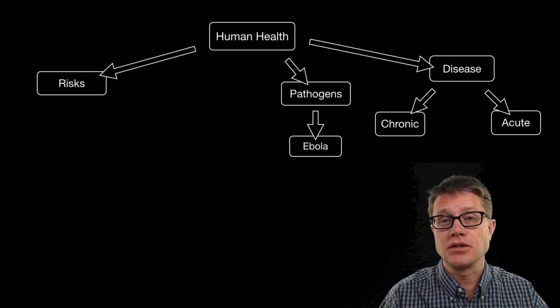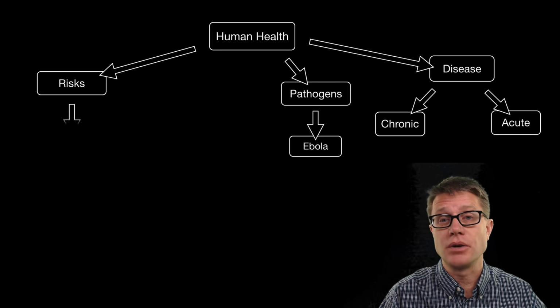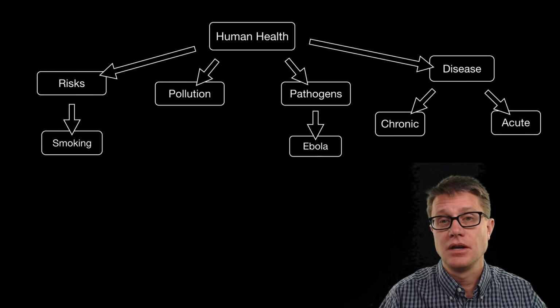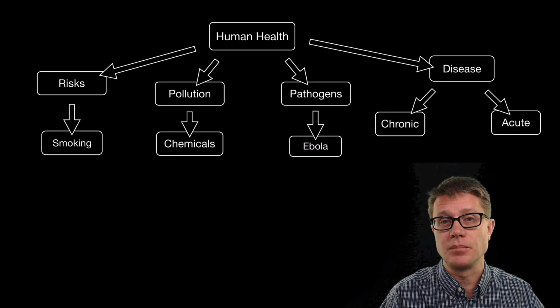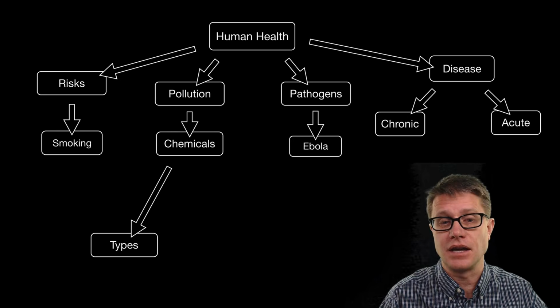Human health diseases can also be caused by our risks. Smoking, for example, leads to lung cancer, but it can also be impacted by pollution. In other words, chemicals that get into the environment become toxins and then they affect us in a negative way.